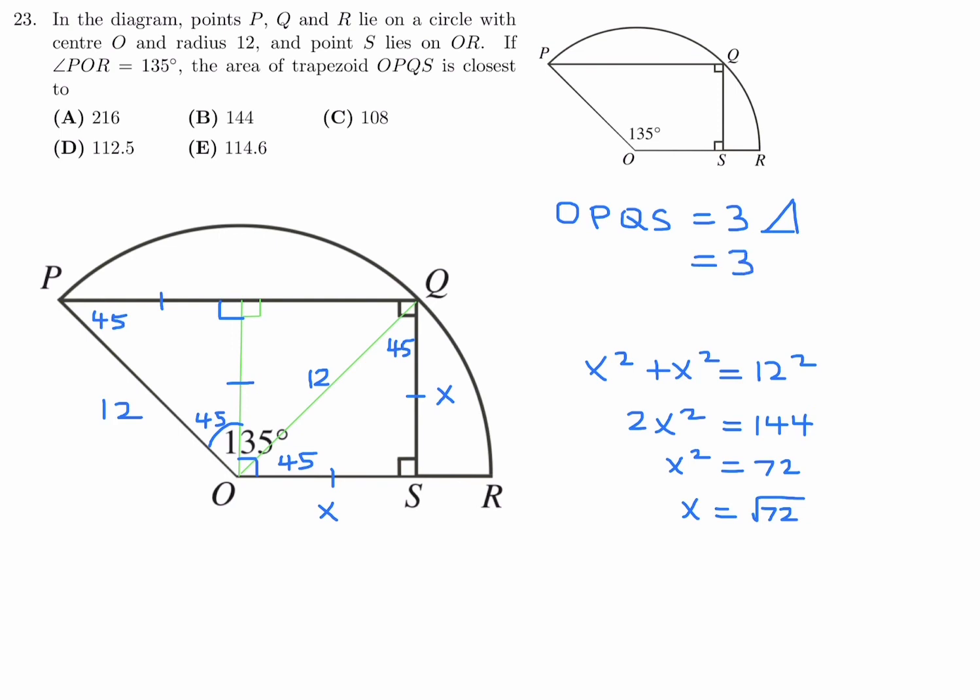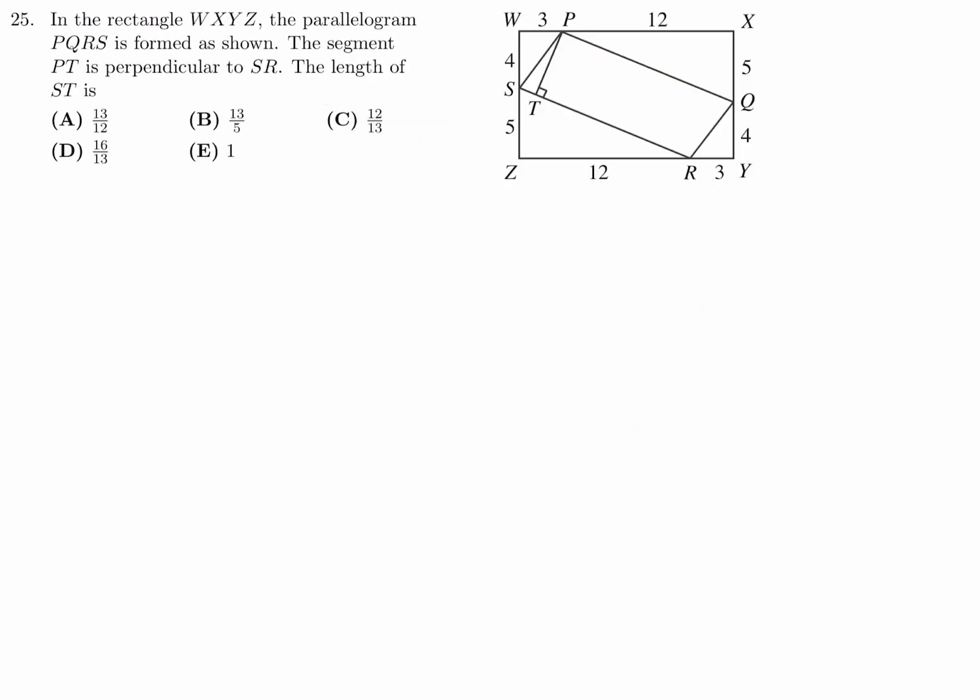So 3 times the triangle, well, one triangle is 1/2 base times height. The base is x, the height is x. So this is 3 over 2 x squared. Well, x squared I just got was 72. So it's 3 over 2 times 72, and that is 108. So number 23, the answer is C. 24, the answer is E.